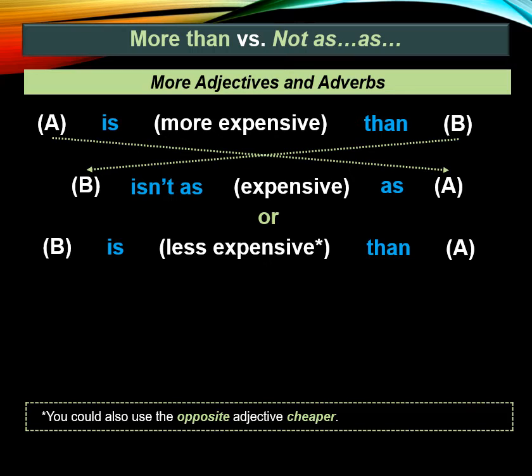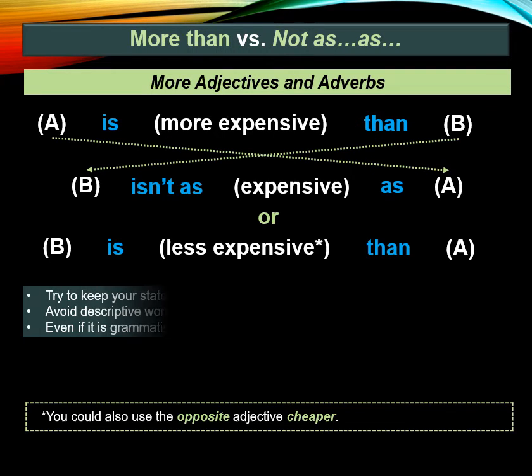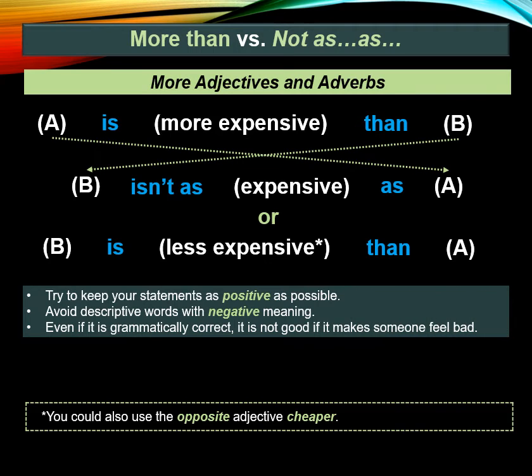B is cheaper than A. But I'm not a big fan of that choice. I'm not a fan of cheaper. I'll explain why in a second. Try to keep your statements as positive as possible. Avoid descriptive words with negative meaning. Even if it's grammatically correct, it is not good if it makes someone feel bad.